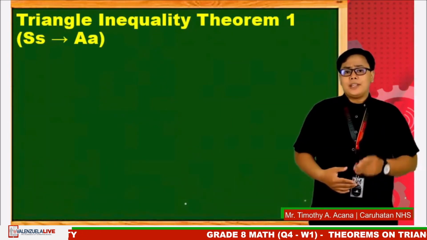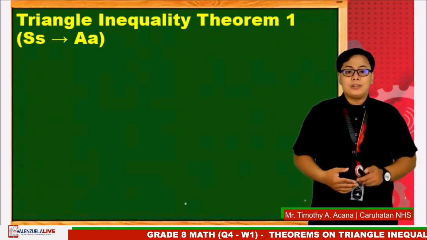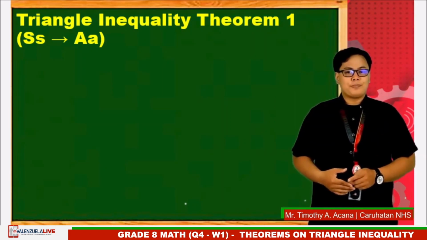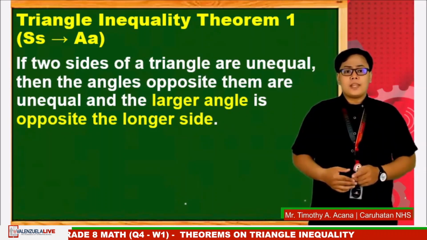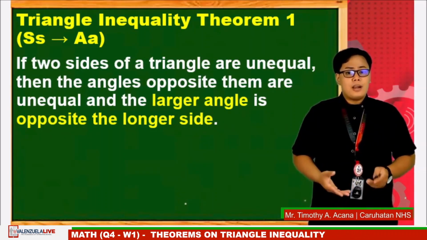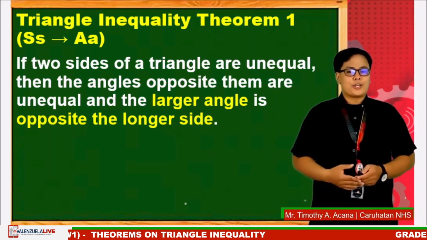Next, we have the triangle inequality theorem number 1, which is all about the side-to-angle relationship. If two sides of a triangle are unequal, then the angles opposite them are unequal, and the larger angle is opposite the longer side.